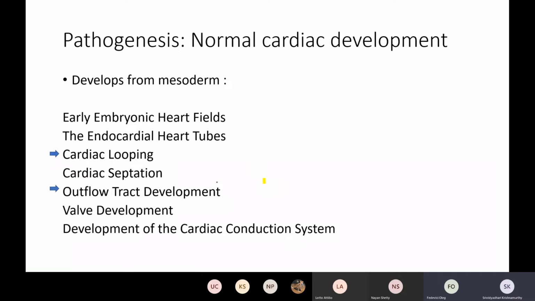Okay, thank you. It starts off with early embryonic heart fields, then moves on to forming endocardial heart tubes, and cardiac looping happens, and then cardiac septation, followed by outflow tract development, and then the valves develop next, and finally the conduction system. So the heart is fully up and running by about day 50 to day 60. The reason I put these two arrow marks is this is where we are interested, with regard to development of TGA.